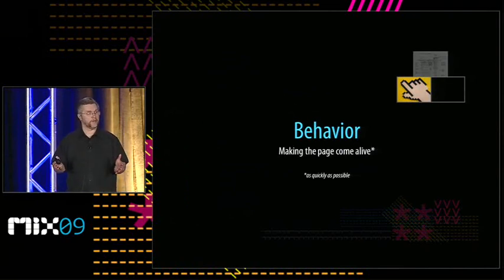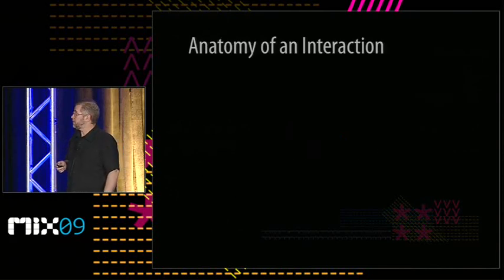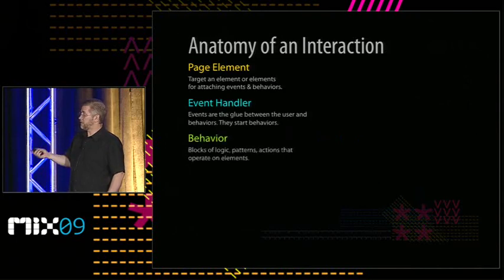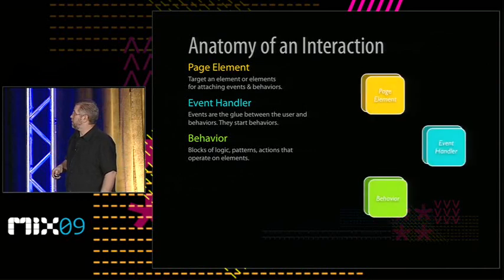So we've got the page laid out. We can use one of the frameworks to get something rapidly put together, have something showing. Now we need to really put something together. When you think about an interaction, you've got the page element, you've got the event handler, and you've got the behavior, and those three things have to work together. I'm representing them here as these blocks.